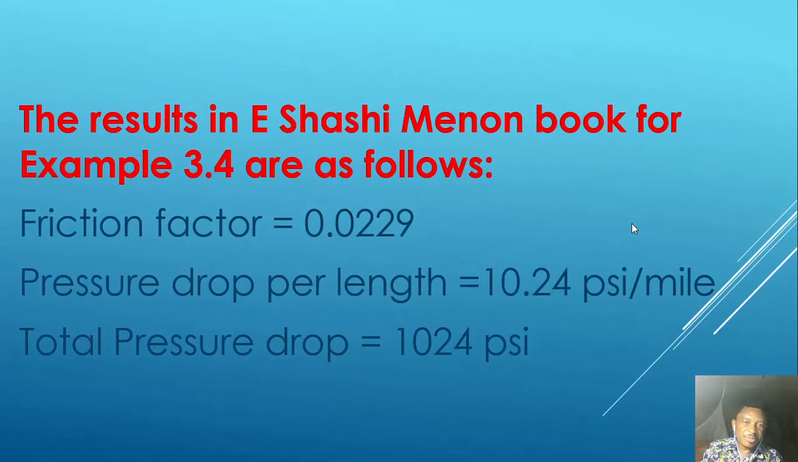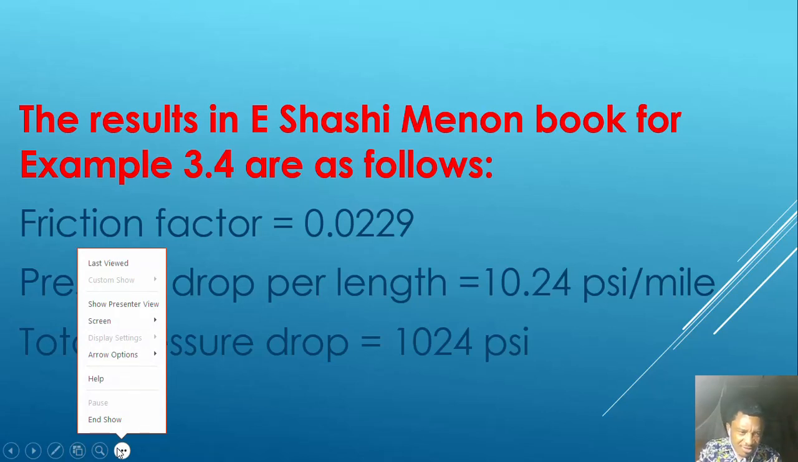Now this is the result from Shashi Menon's book for example 3.4. These are the results. The friction factor is 0.0229. The pressure drop per length is 10.24 psi per mile. Then the total pressure drop is 1024 psi. So this is the result of hand calculation from this particular book.